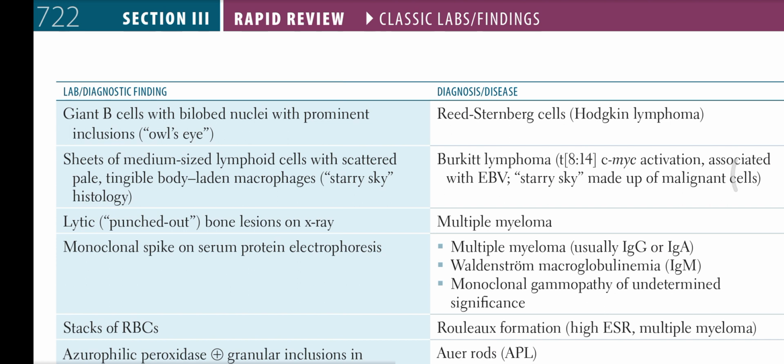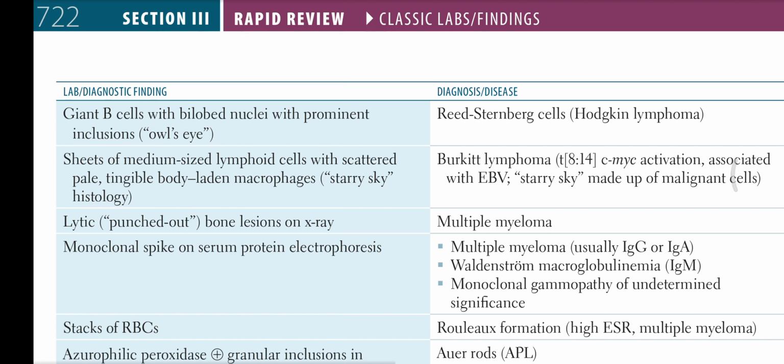Sheets of medium-sized lymphoid cells with scattered pale tingible body laden macrophages, starry sky histology, Burkitt lymphoma. C-MYC activation associated with Epstein-Barr virus.